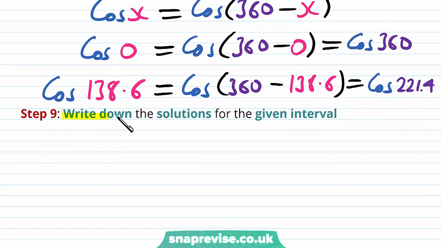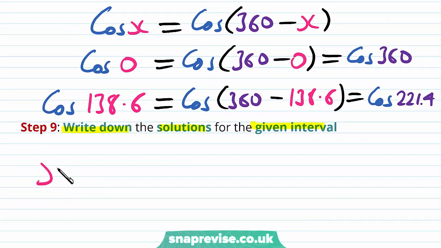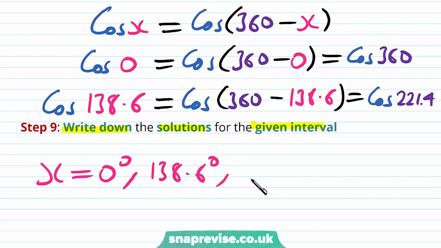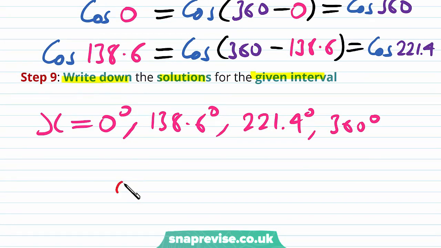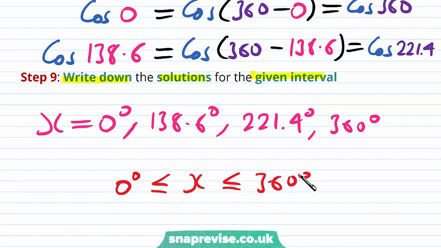Our last step is to write down solutions for the given interval. We have our four solutions. X is equal to 0 degrees, 138.6 degrees, 221.4 degrees, and 360 degrees. Recall that the interval is 0 degrees less than or equal to x less than or equal to 360 degrees.